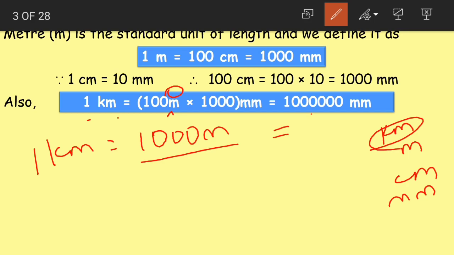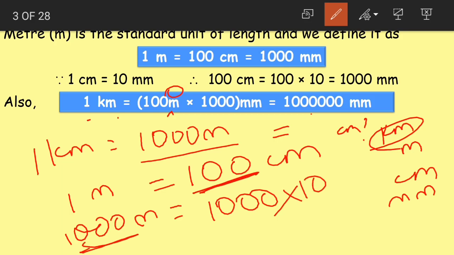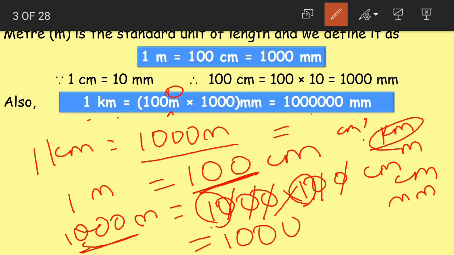If I want to convert this 1000 meters into, let us say, centimeters, how will we do it? We know that 1 meter is equal to 100 centimeters. Then 1000 meters is equal to how much? It will be equal to 1000 into 100 centimeters. What will the answer be? Multiply the non-zero digits. 1 ones are 1, and then count the number of zeros. 1, 2, 3, 4, 5. So let us keep 5 zeros here. 1, 2, 3, 4, 5 zeros, so 100000 centimeters. Yes, students?